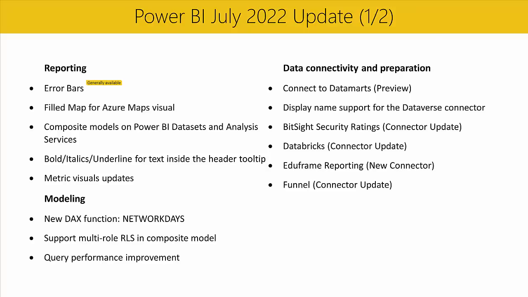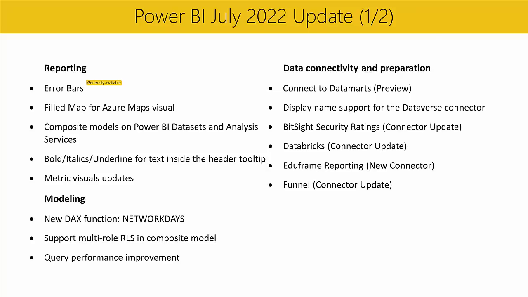We've also made a major improvement to composite models this month by enabling support for multi-row RLS. Model owners can now assign a single user to more than one RLS role in a composite model. Prior to this release, users who set up RLS in their composite models this way would likely hit a query failure.